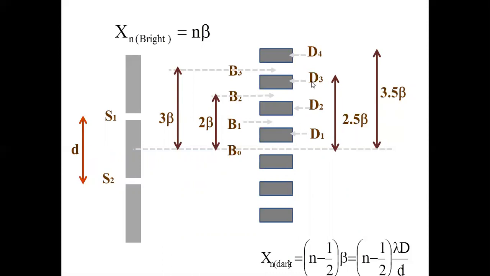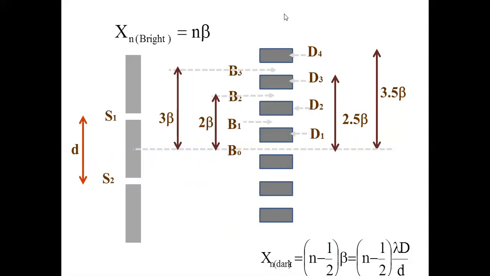That means it is always half less. See, 2.5 is the third dark, 3.5 is the fourth dark, half is the first dark, 1.5 is the second dark. So every dark fringe is situated at a distance of n minus half beta, where n means you are referring to the nth dark fringe. The seventh dark fringe is at a distance of 6.5 beta from the central fringe.